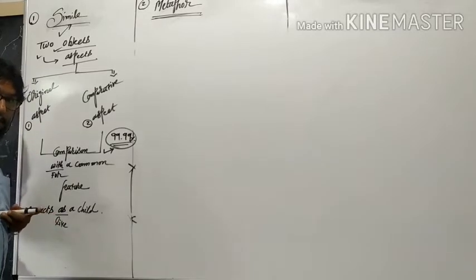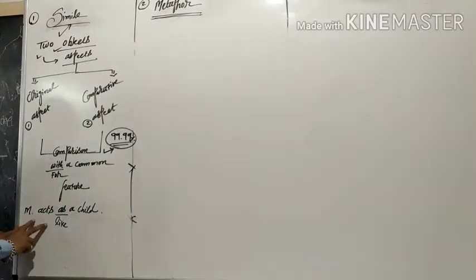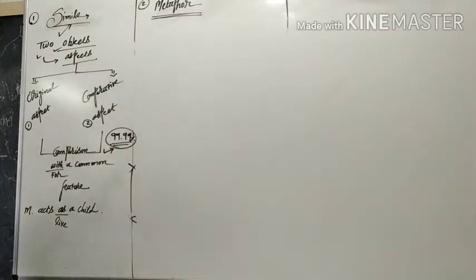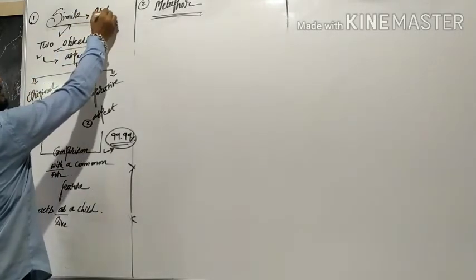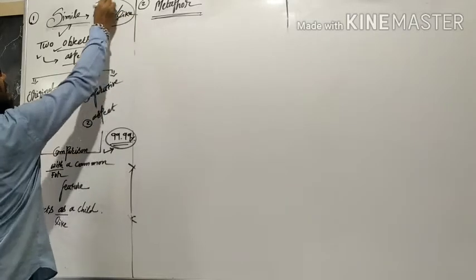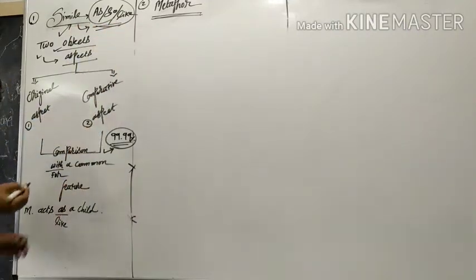Once again, we'll move ahead with an example. Mira acts like a child, or Mira acts as a child. I have written "as" here, I have written "like" here. A few words are there. These words can be the identity or shortcut key for simile: as, so, like. Wherever you find or write these words, that is the identity of simile.